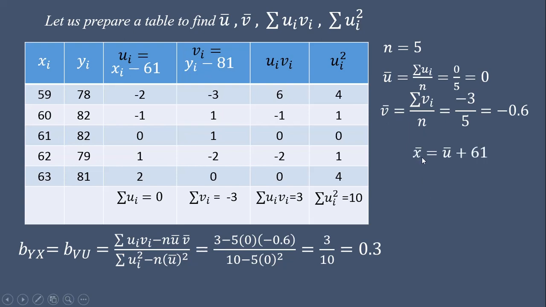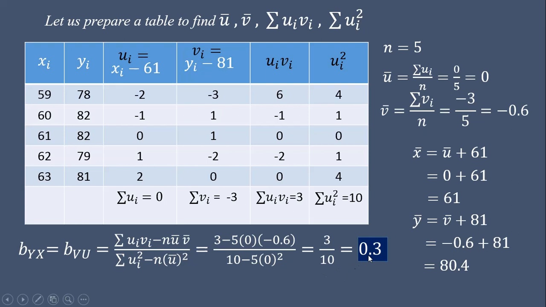Okay, so we calculate x bar is equal to u bar plus 61. So u bar is 0 plus 61. So we get x bar is equal to 61. Y bar is equal to v bar plus 81. Here v bar is minus 0.6 plus 81. So we get y bar is equal to 80.4. So here BVU is equal to Byx, but x bar is not equal to u bar, y bar is not equal to v bar. We have to calculate it using this formula, x bar is equal to u bar plus 61 and this. Okay, so now we have these three values, regression coefficient, x bar and y bar.